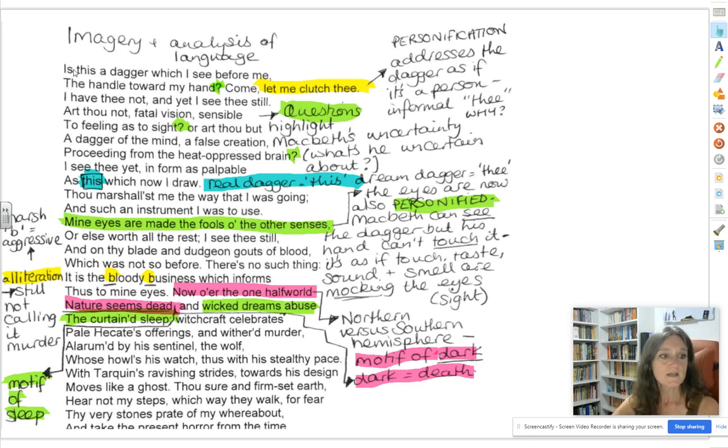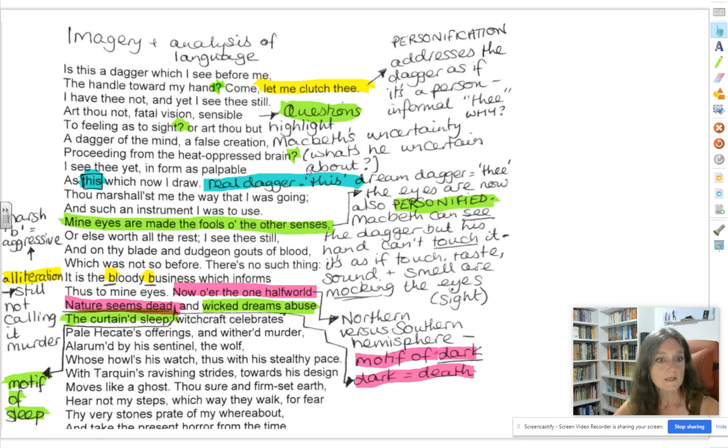Let's have a look. He says, "Is this the dagger which I see before me, the handle towards my hand? Come, let me clutch thee, I have thee not, and yet I see thee still. Art thou not, fatal vision, sensible to feeling as to sight? Or art thou but a dagger of the mind, false creation proceeding from the heat oppressed brain?"